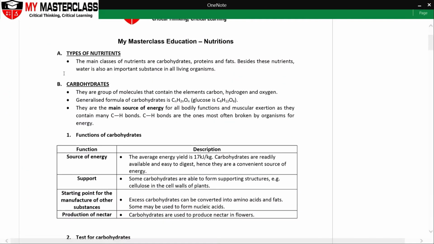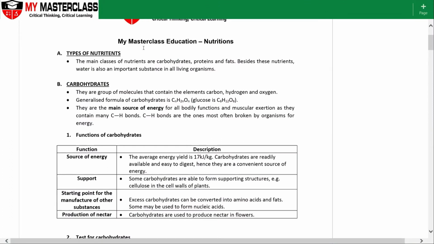Hi students, today we will be looking at nutrition. So basically we divided up into 4 different segments. We will have carbohydrates, proteins, fats, and lastly the component of water and minerals itself. Okay, so let's get started. We'll look at carbohydrates first.